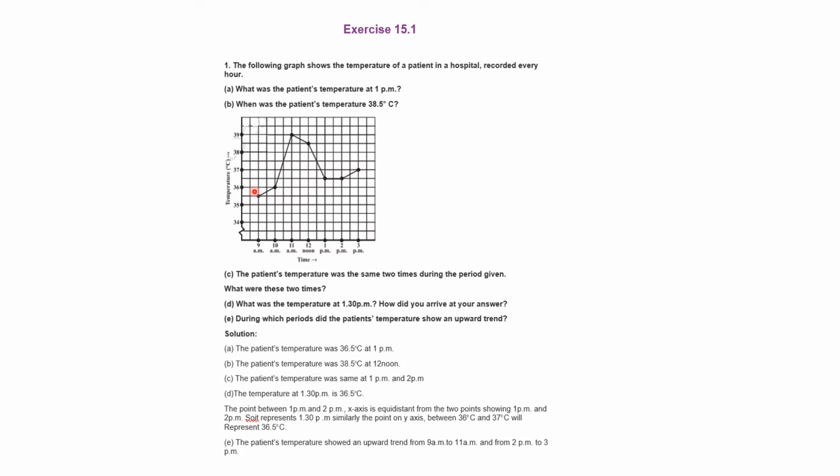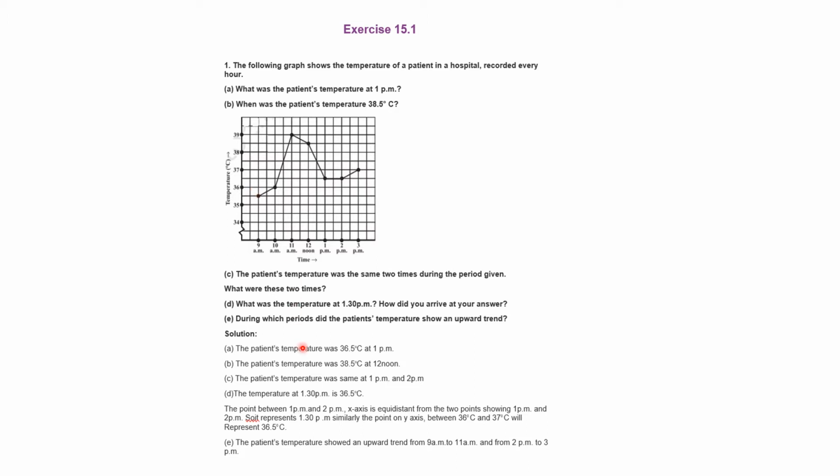How did we get our answer? First of all, we go to the x-axis, where we find 1:30 between 1 and 2. Then we go in the upward direction to find the intersection with the line. Then we see where it meets the y-axis, and there we get the answer that it is between 36 and 37. So our result is 36.5.